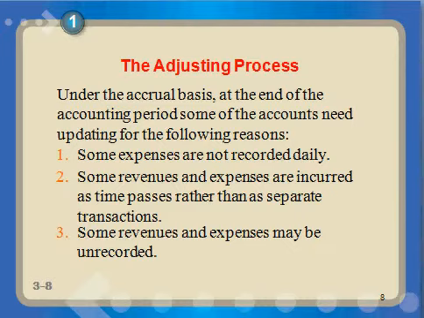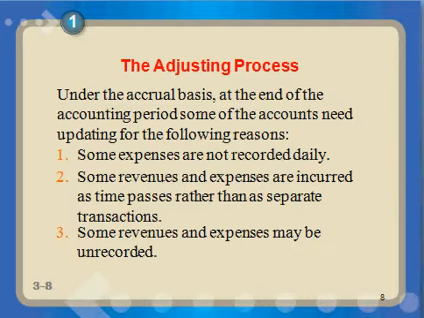Some revenues and expenses are incurred as time passes rather than as separate transactions. An example of that would be rent received in advance, or unearned rent. It expires and becomes revenue with the passage of time. Another example is prepaid insurance. I've already told you all insurance is prepaid. And normally we prepay our insurance for at least 6 months or maybe a year in advance. So at the end of the month, if we're doing our financial statements, we would want to move that portion of the insurance that has been used into the insurance expense account for the period.